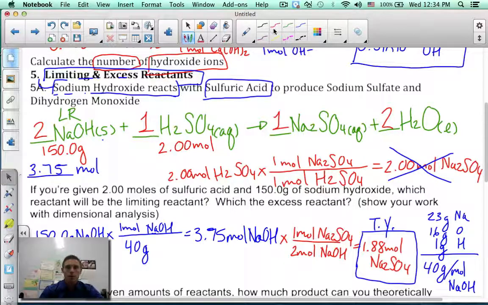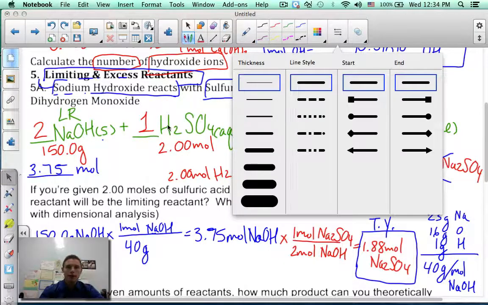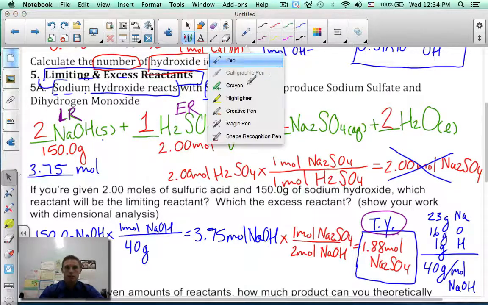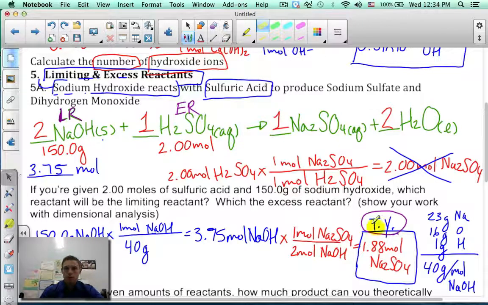And what about my other reactant, my sulfuric acid? It is my excess reactant. I know this because I can make more of the product with this reactant. So this is excess. I can never make this much because I run out of the limiting reactant first. So this is a theoretical yield. Okay, we can highlight some of this. My theoretical yield is here, this is my excess reactant, and this is my limiting reactant.